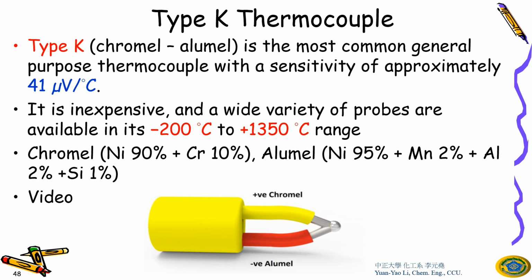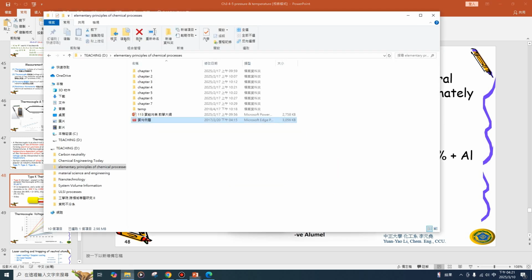This is a very good thermocouple because you can measure a wide range of temperature, from minus 200 Celsius to plus 1,350 Celsius. Very good. And this includes two parts. The first part is chromel, which is 90% nickel and 10% chromium. And alumel is 95% nickel, 2% manganese, 2% aluminum, and 1% silicon. So this is the one thermocouple, the tip, or we call it the probe, or the top of the thermocouple.